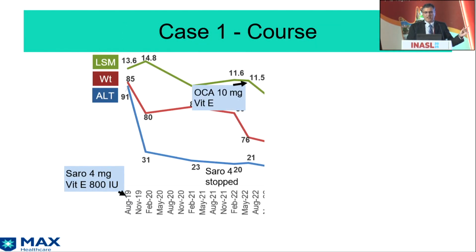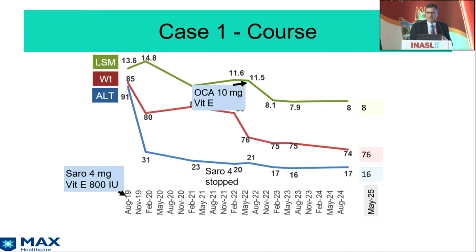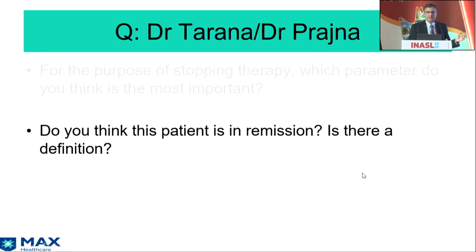This is what happened in our patient. Whatever we may have given to him, he reduced almost 20 kgs of weight. We gave him multiple drugs from 2019. LSM came down to 8. This is his weight, almost 20 kgs down, and this is his ALT. So do you think this patient is in remission? Dr. Tarana, I'm using this term. Do you think this patient is in remission of NASH?